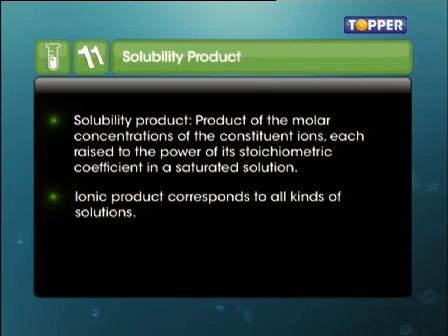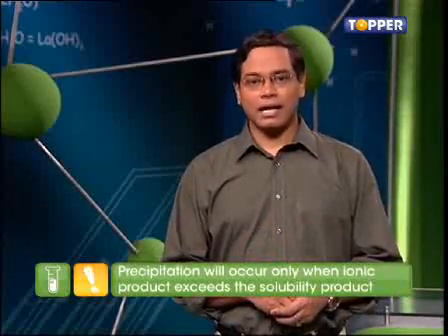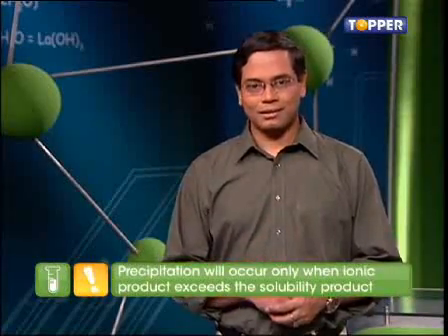Ionic product is also the same, but it corresponds to all kinds of solutions. An important point to remember is that precipitation will occur only when ionic product exceeds solubility product.